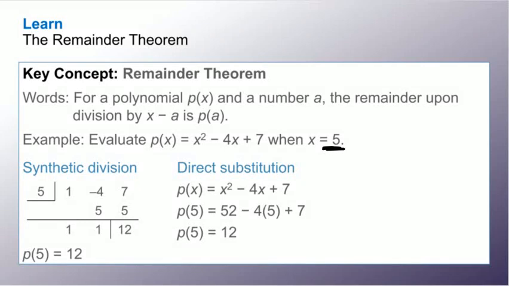So you can either do direct substitution or synthetic division. With synthetic division, bring the 1 down, 5 times 1 is 5, add straight down, you get 1, 1 times 5 is 5, 7 plus 5 is 12. Or you can just put the 5 in here, and you'll get your remainder.